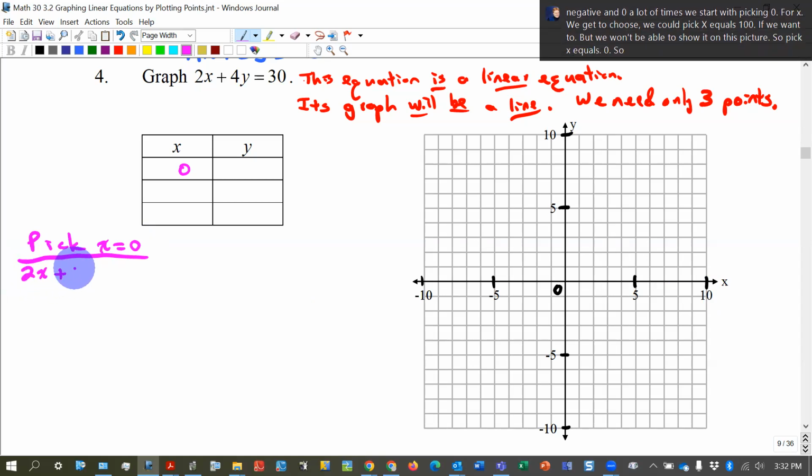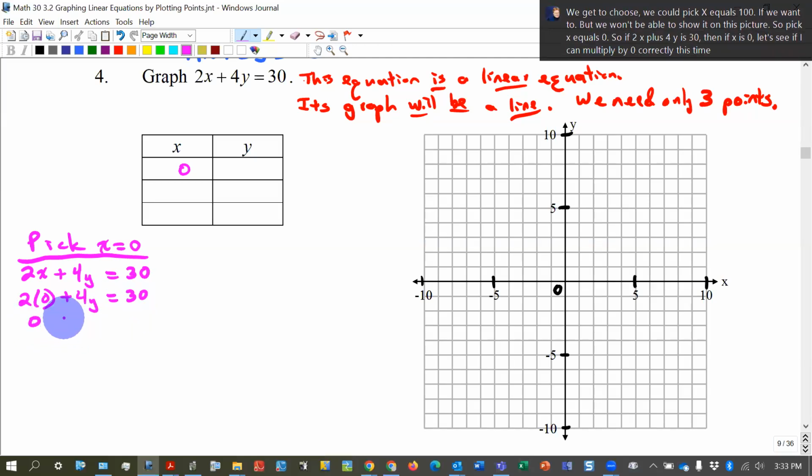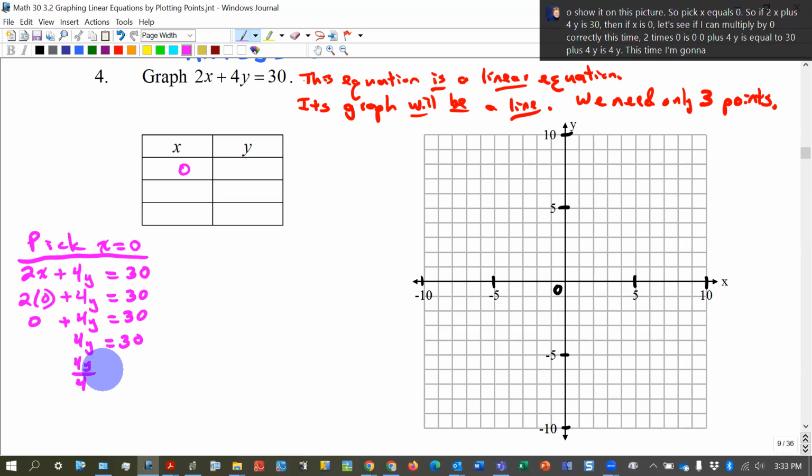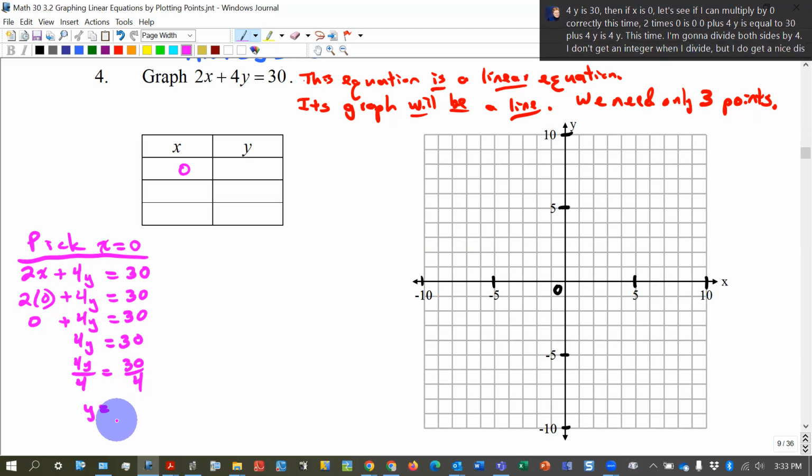So if 2X plus 4Y is 30, then if X is 0, let's see if I can multiply by 0 correctly this time. 2 times 0 is 0. 0 plus 4Y is equal to 30. 0 plus 4Y is 4Y. This time I'm going to divide both sides by 4. I don't get an integer when I divide, but I do get a nice decimal this time, a nice terminating decimal.